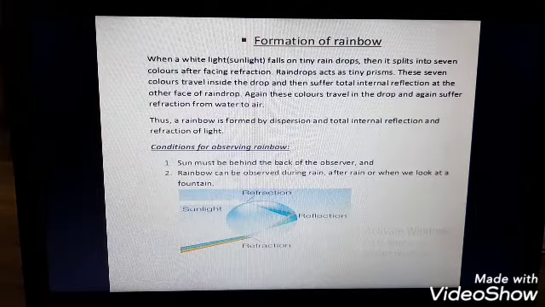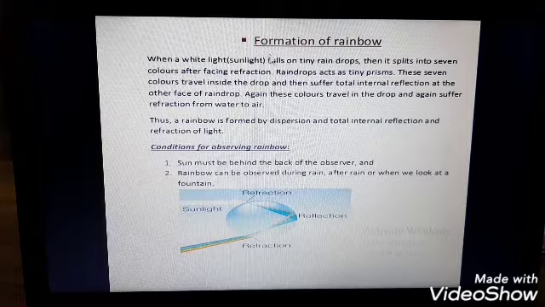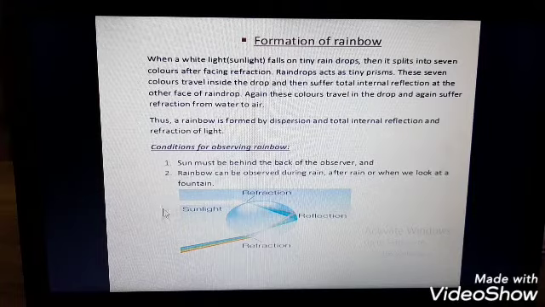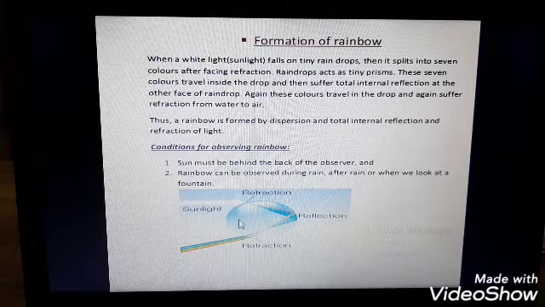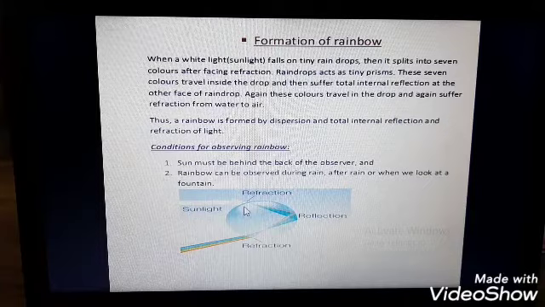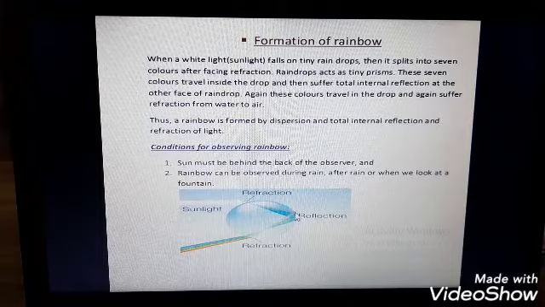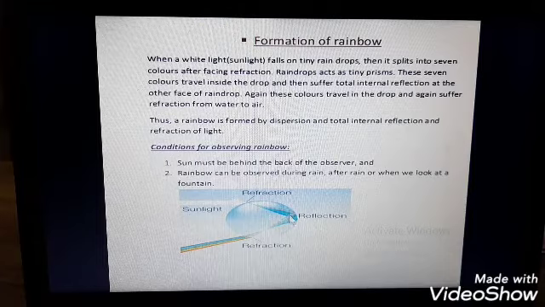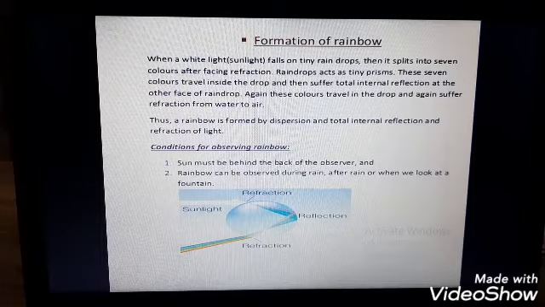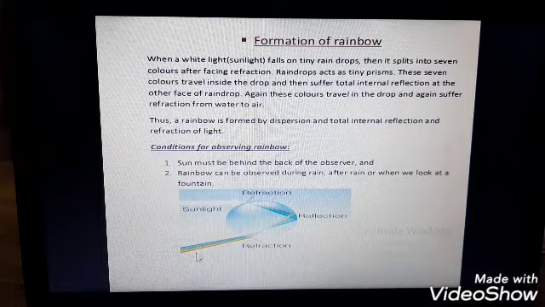Now we will move to the formation of a rainbow. How does a rainbow form? When white light or sunlight falls on tiny raindrops, it splits into 7 colors after facing refraction. As the sunlight enters from a rarer to a denser medium, from air to water, it faces refraction at this point and splits into its 7 colors. Again it will reflect back at this interface, as the angle of incidence is greater than the critical angle, and hence it reflects and the 7 colors are split up.